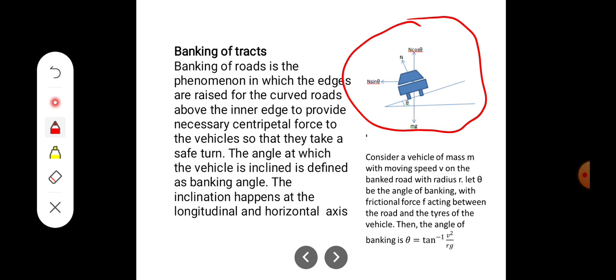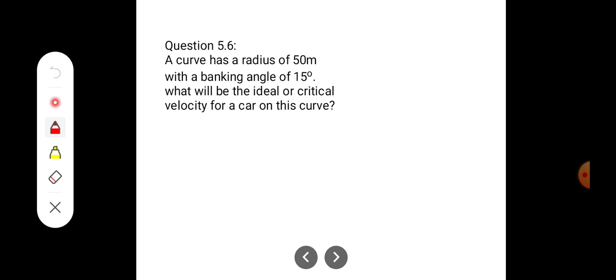Now consider a vehicle of mass m with moving speed v on the banked road with radius r. Let theta be the angle of banking with frictional force F acting between the road and the tires of the vehicle. Then the angle of banking theta is tan inverse of v squared over rg. Okay, we are not going into details, but that is the banking angle, tan inverse of v squared over rg. Another way you can put it, you can simply say tan theta is equal to v squared all over rg. Okay. So look at this question.